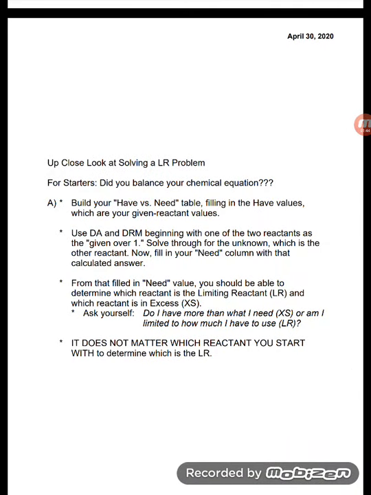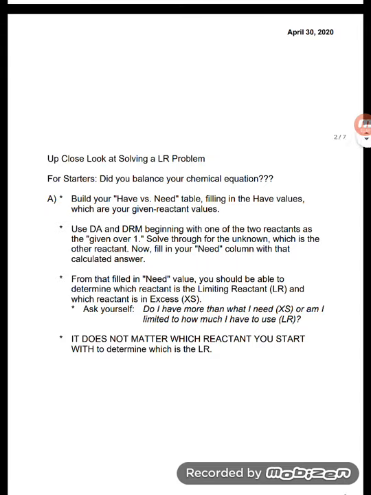So ask yourself, did you balance an equation? I'm going to show you a couple different methods to solve for this. You can do kind of like a haves versus needs chart, and that'll be specific to your teacher if they want you to do that, or if they want you to go about it a different way. But just like with regular stoichiometry, there's so many different ways you can do these limiting reactant problems.